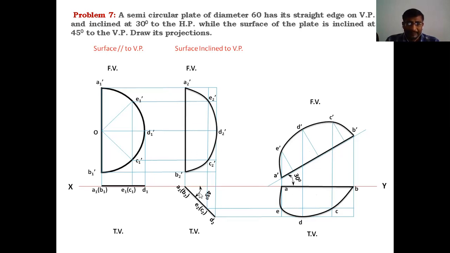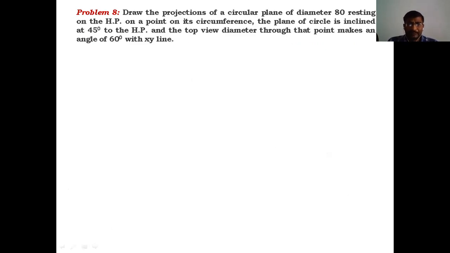So here, the surface is inclined at 45 degrees, then we will get these two views. When the straight edge is inclined to the XY line or inclined to HP, then we will get these two views. These two views are possible when the straight edge is inclined to HP. So this is the straight edge which is inclined to HP. Clear, students? This is the semicircle problem. Let us go for the next problem.